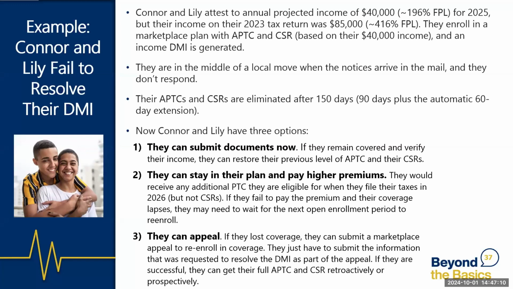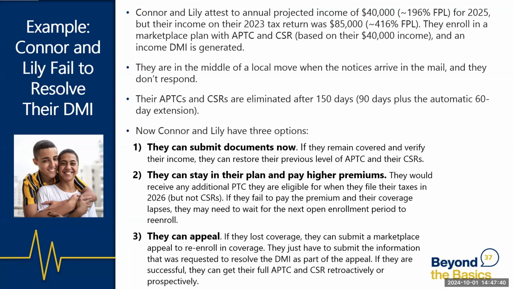So they enroll in a silver CSR plan with APTCs, but there's a lot going on in their life. They're in the middle of a move, their address doesn't get changed. Long story short, they don't get the notices and they fail to resolve the DMI in the required window. So as a result, at the end of the 150-day period, their APTCs are reduced, and pretty significantly in this case, because we're going from 196% of FPL to 416% of FPL. And as a result, they also lose their CSRs.